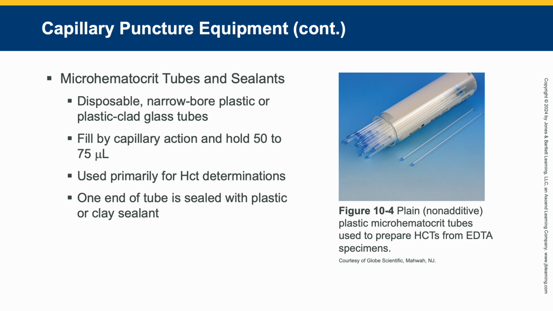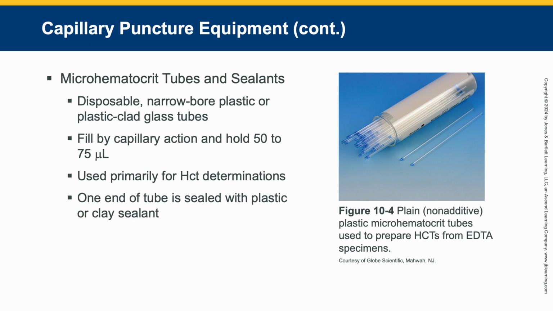You are going to use these primarily for hematocrit determinations. So make sure you know HCT stands for hematocrit. This is part of a complete blood count, and you can do what they call a manual hematocrit with this. This is also called packed cell volume, so make sure you know that. Hematocrit is also called packed cell volume, or PCV.